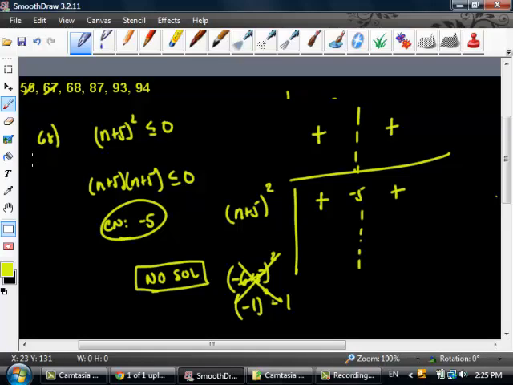If it was greater than or equal to, then it would be all real numbers. So you got the fact that it's no solution because both of them are positive, and because I'm looking for where this is less than 0. Okay? Mark. Oh, well, in this case, we're looking for less than or equal to, so just look for the negative intervals.